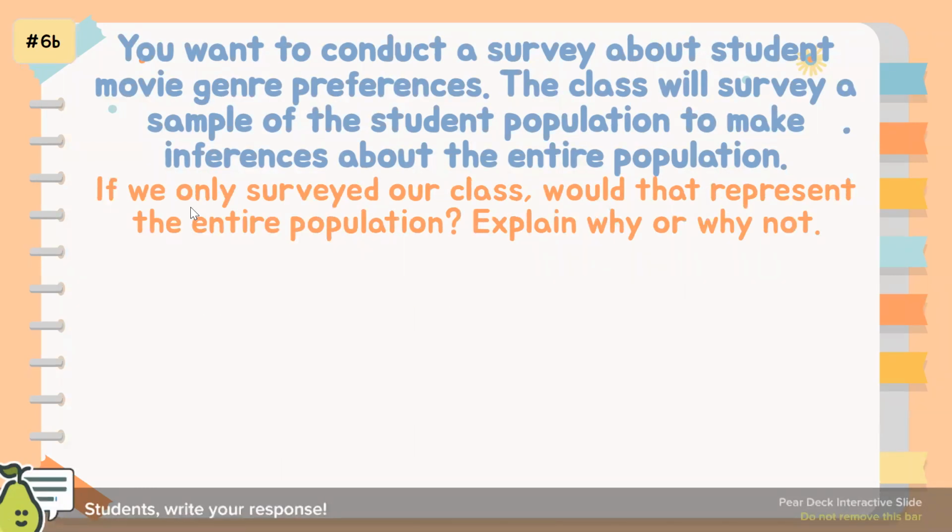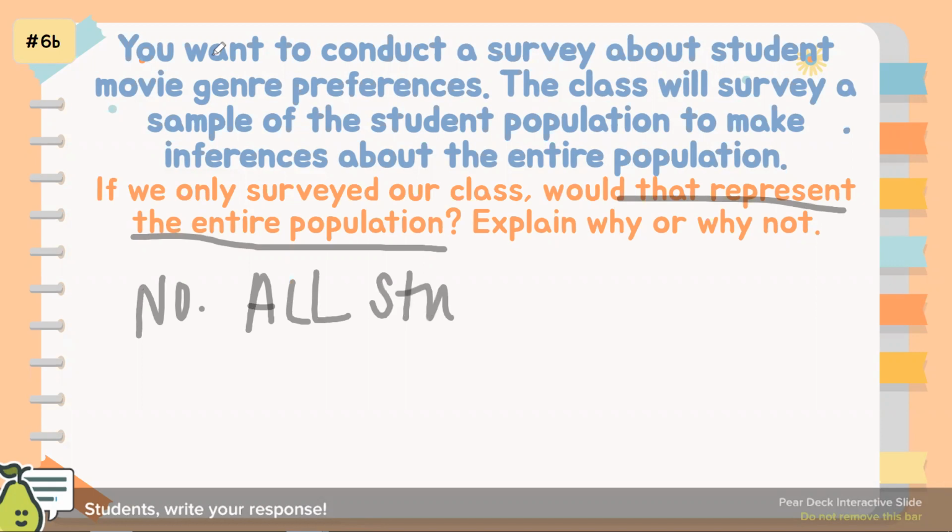So same situation, we want to conduct a survey about student movie genre preferences, but now we want to know: if we only surveyed our class, would that represent the entire population? And that answer is no. The reason for that is we are going to be asking about all students. So if I ask just our class, and our class period at that, that is just a teeny tiny little subset of our entire population.